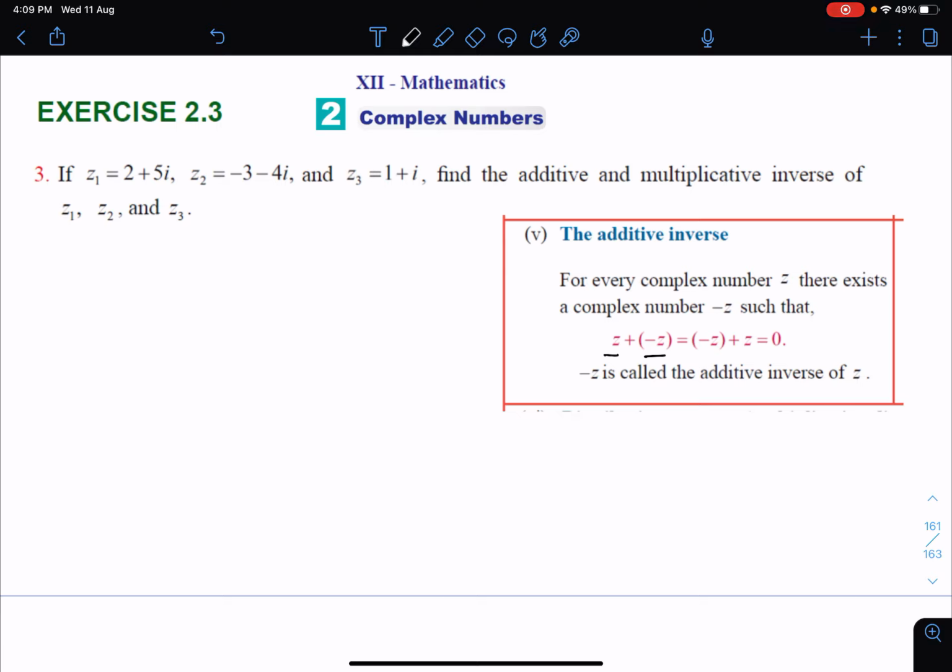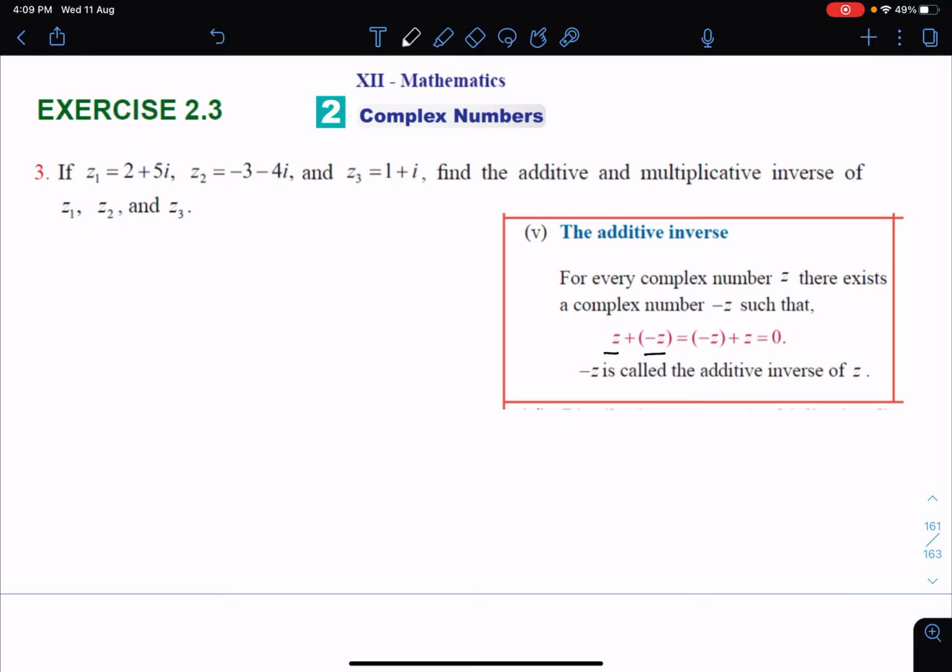What is the additive inverse? For any complex number Z, minus Z is your additive inverse, because when you add the complex number and its additive inverse, your answer should be 0, because they are equal and opposite, they get cancelled and we get the answer as 0. Okay, 0 is called the identity element, and here minus Z is called the additive inverse.